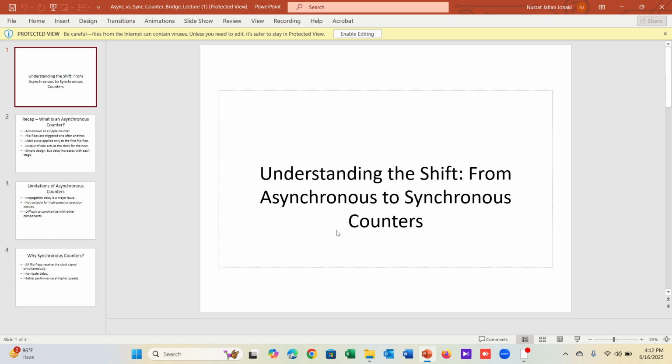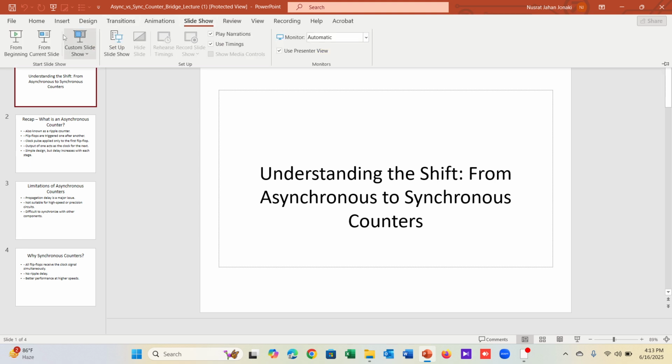So, if we try to remember about the previous class, we talked about ripple counter, its functionality, working principle, and also we saw some example, timing diagram, everything in details. Ripple counter was an asynchronous counter. We have a counter to count, but that is asynchronous. So why we need synchronous counter? That is the question. So try to find out the answer.